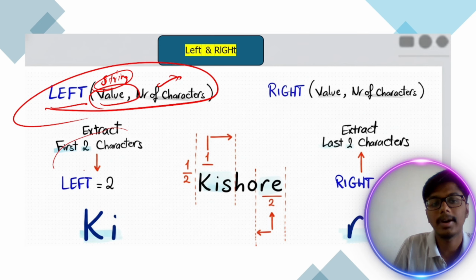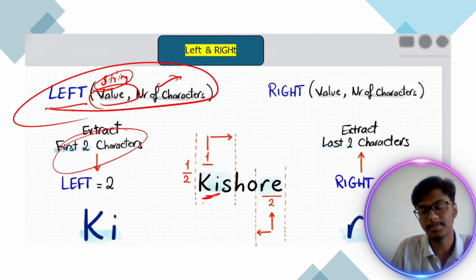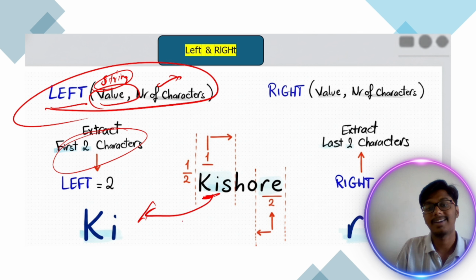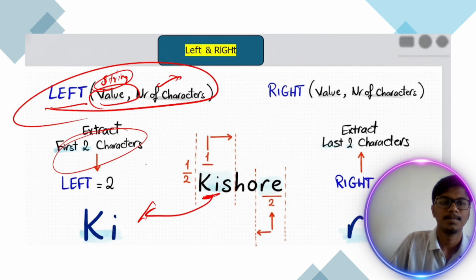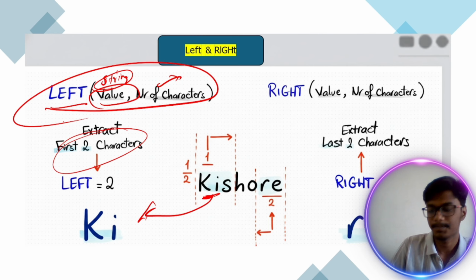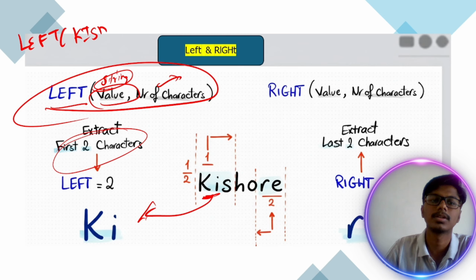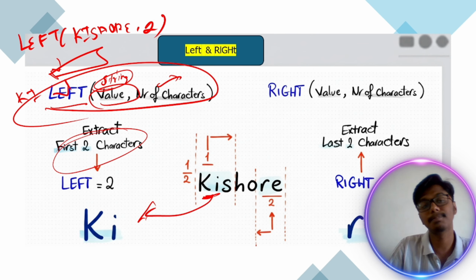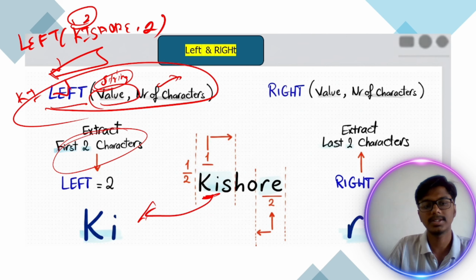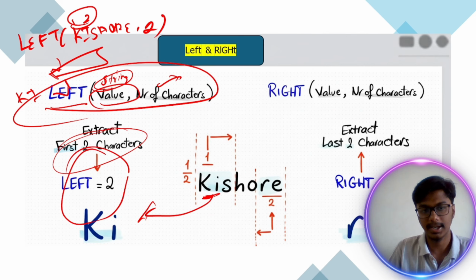So here I want to extract the first two characters, so left is equal to 2. If I mention 2, it extracts from the start only, so from Kishore the output is KI. Am I explaining very clearly? Let me write it down so you can understand: left of Kishore, comma 2. I want to extract some information. If I give this to the function, it gives us the output KI, because we extract from the beginning itself, 1, 2. So the output is KI.